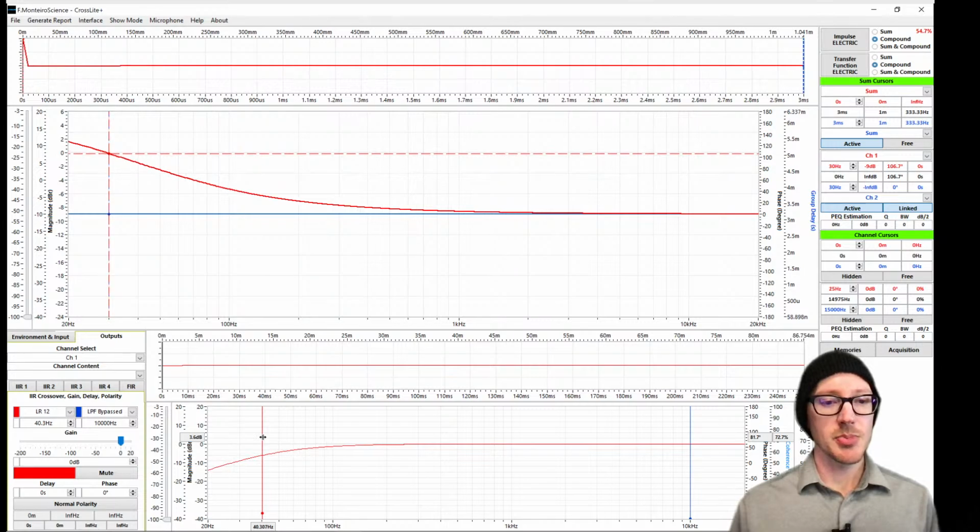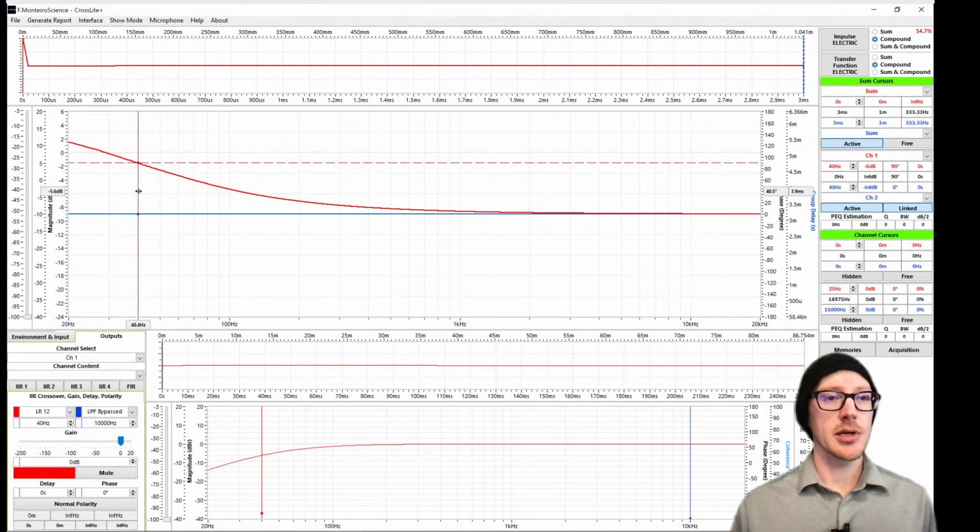So let's pick a spot to put this on. Let's put this filter at a cutoff frequency of 40 hertz. And then I'll put my little marker at 40 hertz as well. Let's see how much phase shift we have at the cutoff frequency. So it looks like 90 degrees of phase shift.